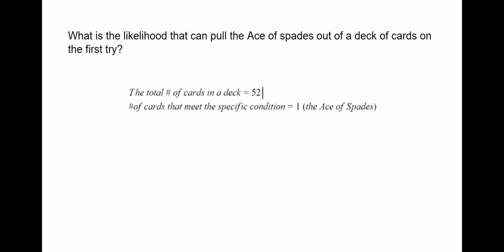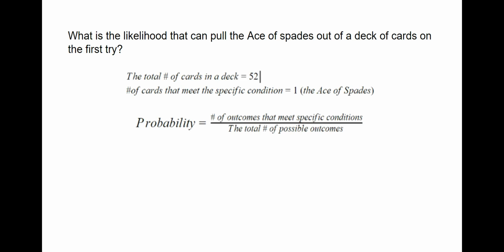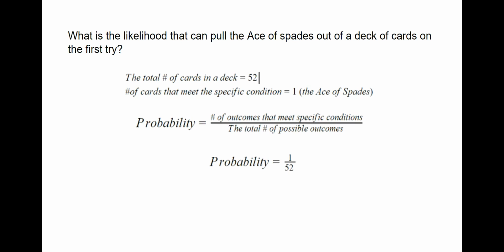Now, based on our probability equation, if we divide the number of outcomes that meet our specific condition, that is 1 card, the ace of spades, by the total number of possible outcomes, or 52, then the probability is 1 over 52. Easy.